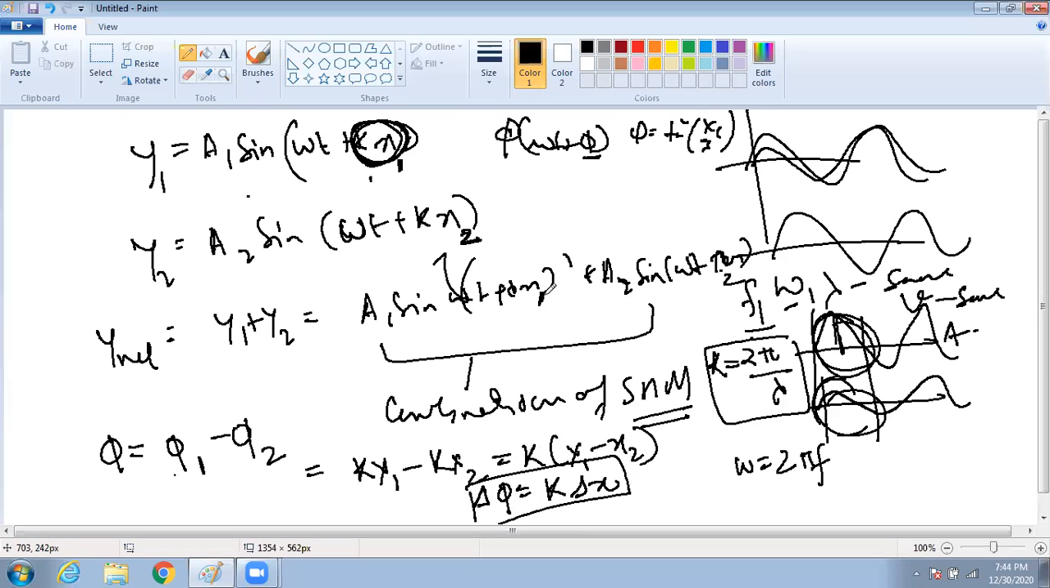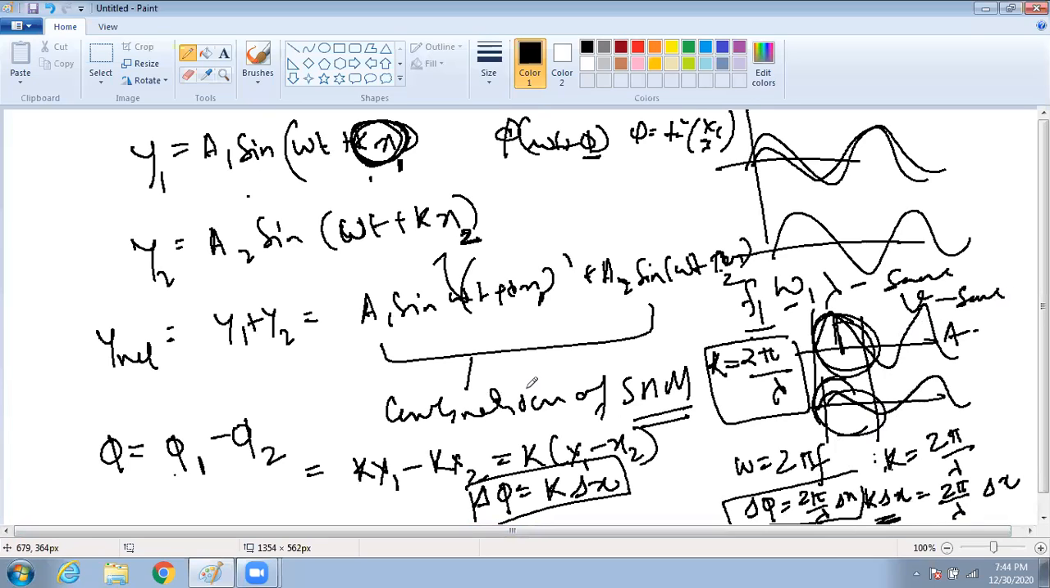Clear? So instead of k, can we write k is equal to 2 pi by lambda? So k delta x will be 2 pi by lambda into delta x. So delta phi will be 2 pi by lambda into delta x. Yes or no?